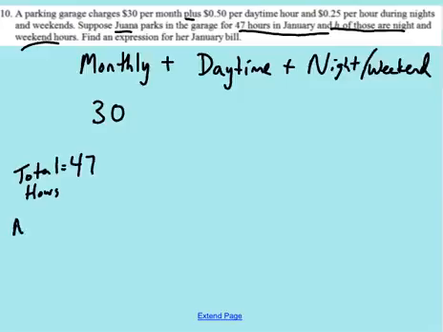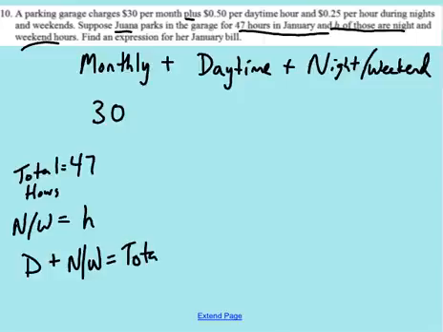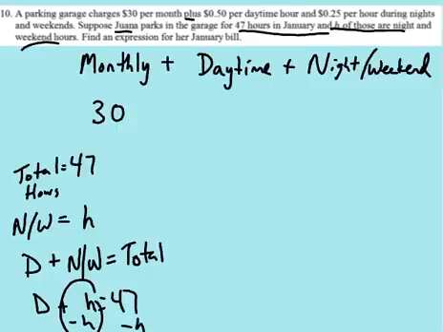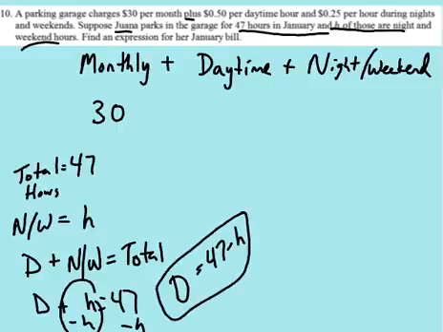Our nights and weekends equal H. That means our daytime hours plus our nights and weekends equal our total. So this is what we did on the last one too, I'm just writing it a different way. Daytime plus H equals 47. Or if I subtract H from both sides, maybe this makes a little bit more sense to you. Daytime hours equals 47 minus H. That's the algebra you're doing to get that.